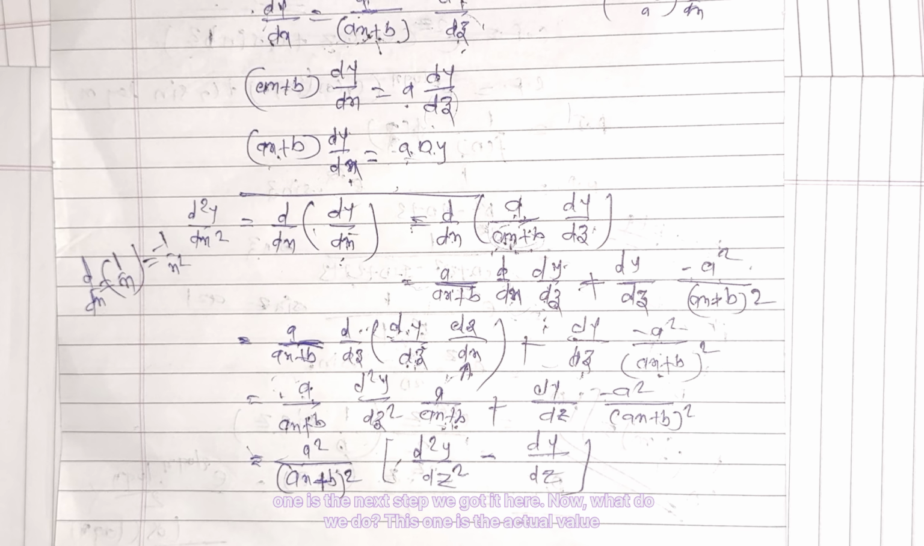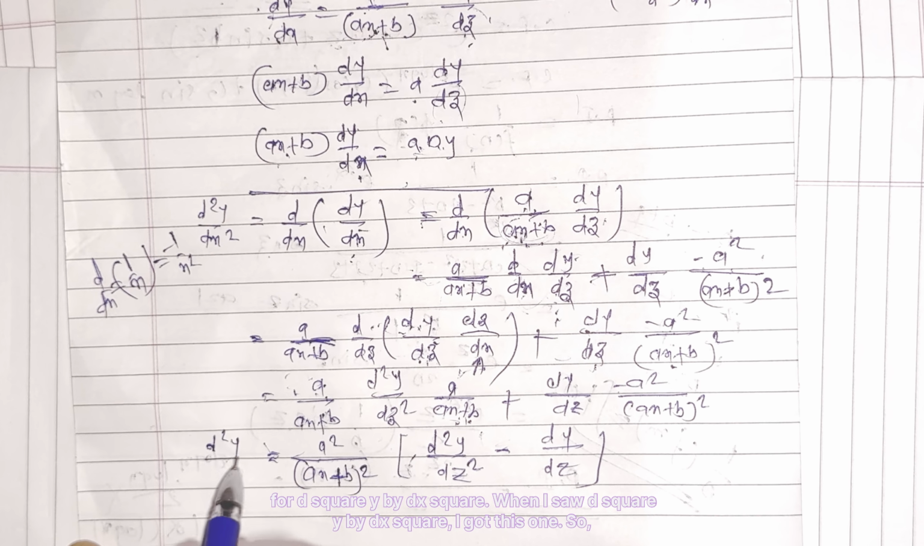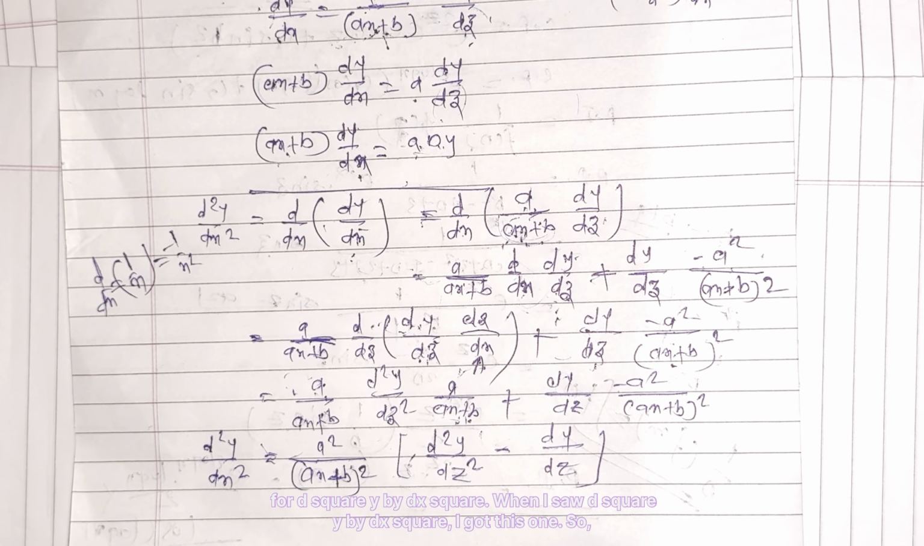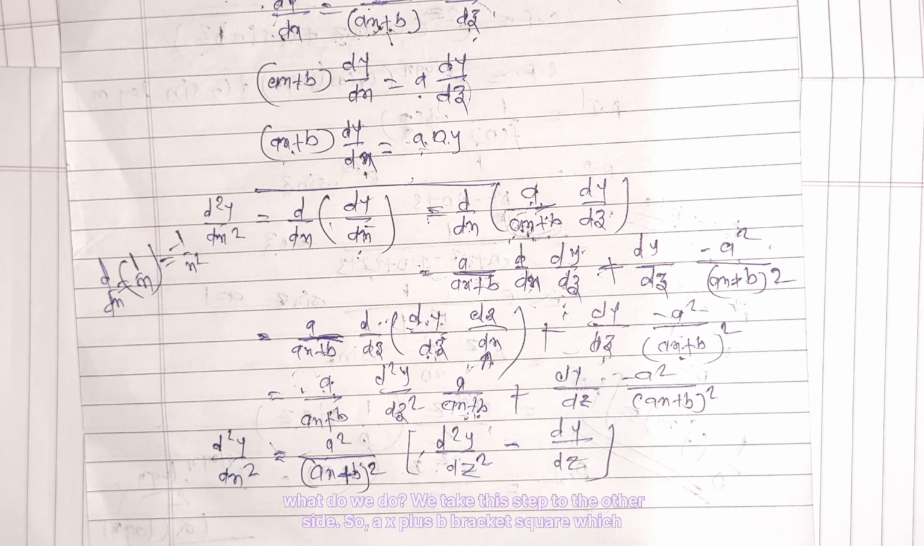This one is the next step we got here. Now what do we do, this one is the actual value for d square y by dx square. When I solve d square y by dx square, I got this one. So we take this step to the other side, so (ax plus b) bracket square into d square y by dx square is equal to a square into this entire step. So we are going to do some adjustment here.